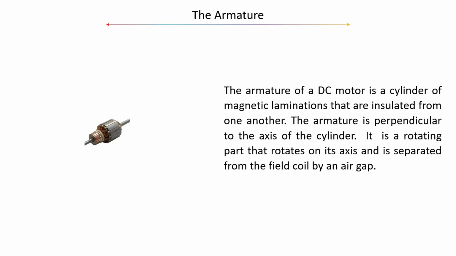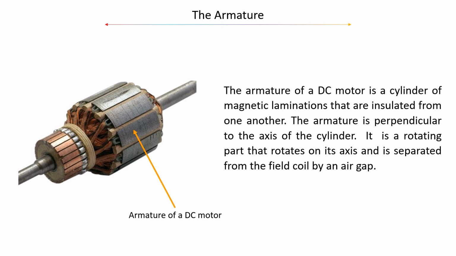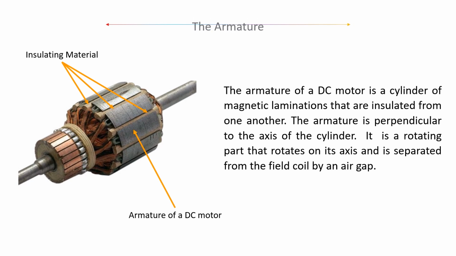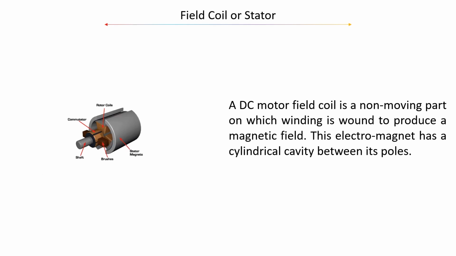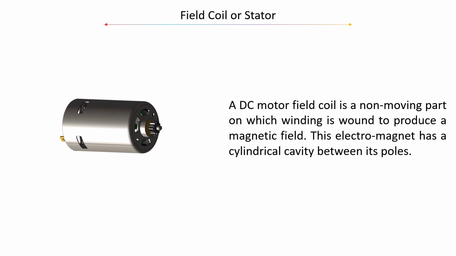Different parts of a DC motor. Armature or rotor. The armature of a DC motor is a cylinder of magnetic laminations that are insulated from one another. The armature is perpendicular to the axis of the cylinder. It is a rotating part that rotates on its axis and is separated from the field coil by an air gap. Field coil or stator. A DC motor field coil is a non-moving part on which winding is wound to produce a magnetic field. This electromagnet has a cylindrical cavity between its poles.